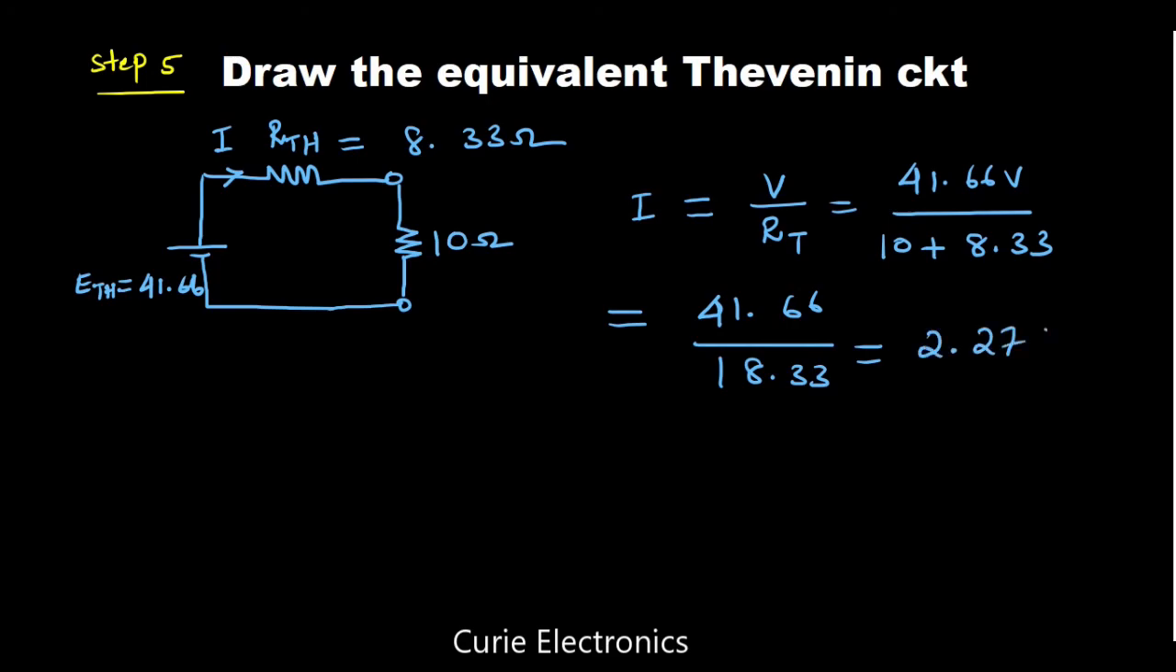2.27 amps. So that is the answer. 2.27 amps of current flows through this 10 ohm resistor. I hope you understood how to solve the problem using the Thevenin theorem, the Thevenin equivalent circuit.